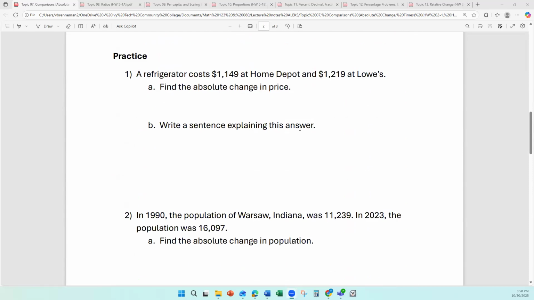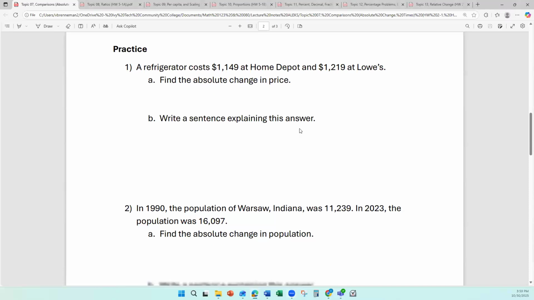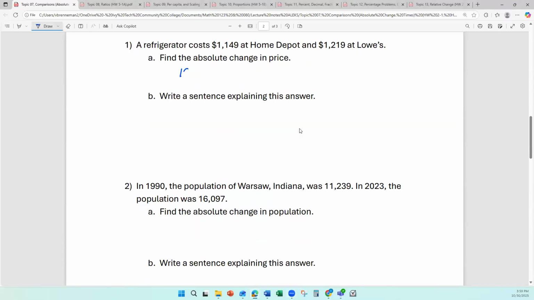So starting with a refrigerator costs $1,149 at Home Depot, $1,219 at Lowe's. Finding the absolute change in price. It's not specifying one direction or the other. It's just going to be 1219 minus 1149, which is 70.